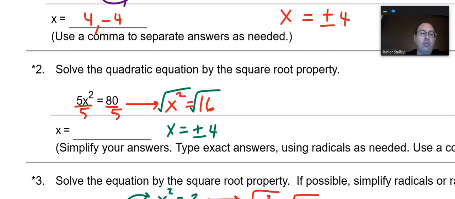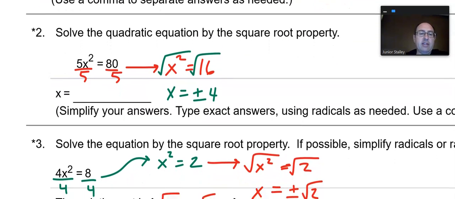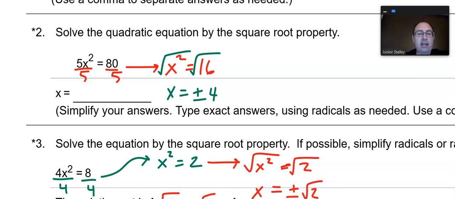Now, in this case, obviously, the 80 has been put on the other side, unlike in the last question where we had to move the 16. But we still do have to get the x squared by itself, and to do that we'd have to divide by 5. This puts us in the exact same situation we were in before. Okay?